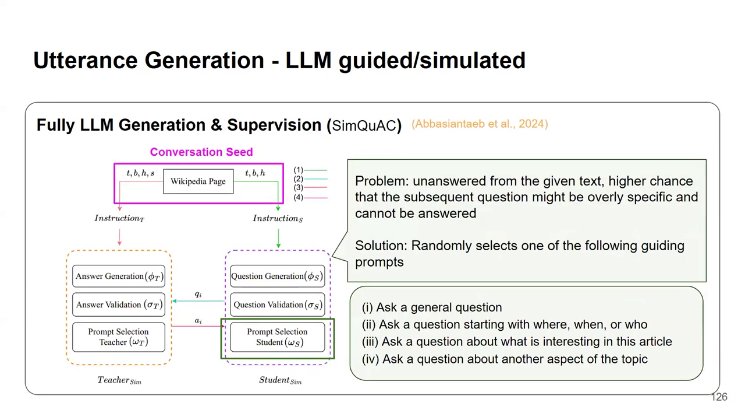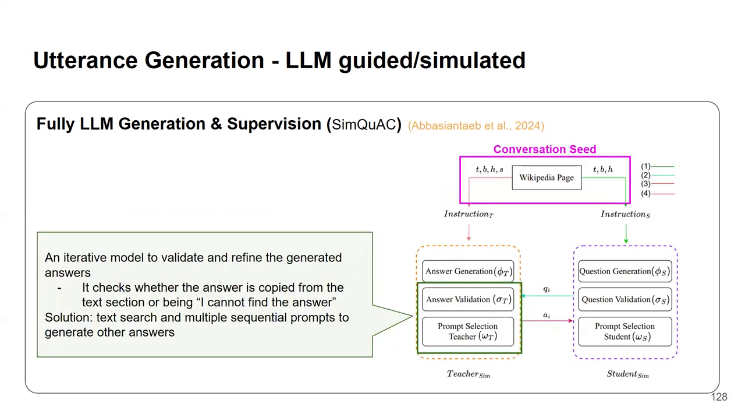And again, as I said, there are challenges here. For instance, when a student asks a question, given that it doesn't know what kind of knowledge the teacher has, it may ask questions that cannot be answered based on the Wikipedia page. So things can go out of control in this sort of simulation. If you look into the particular paper, you will see a lot of ways that the authors try to contain the language models to talk about this particular Wikipedia page only.